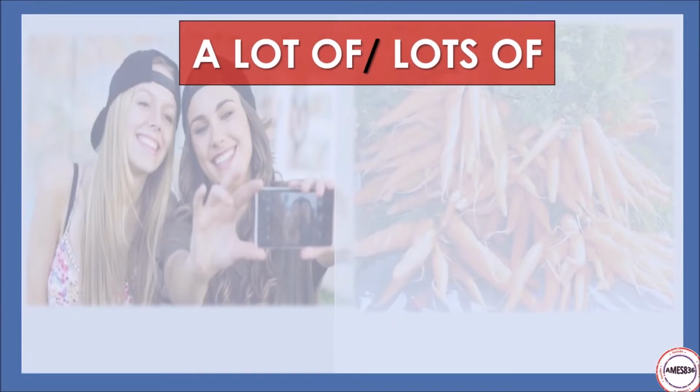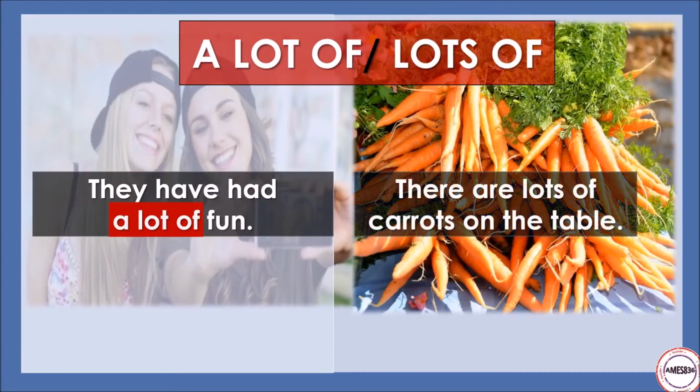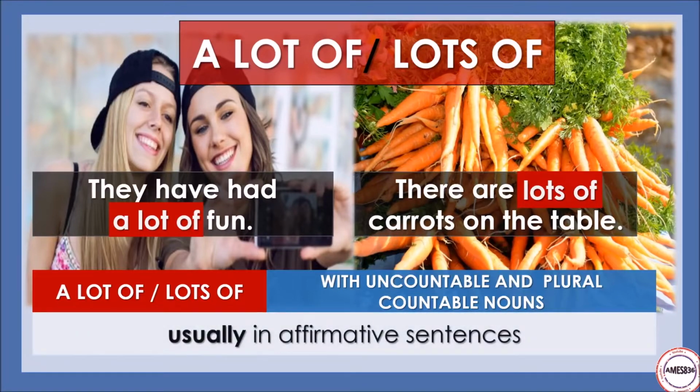Let's check a lot of and lots of. They have had a lot of fun. There are lots of carrots on the table. A lot of and lots of can be used with uncountable and plural countable nouns. They are mainly used in affirmative sentences.